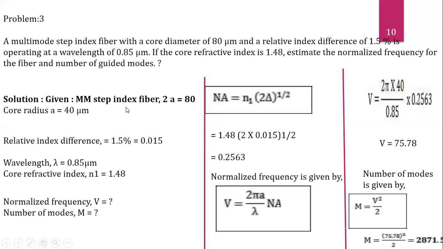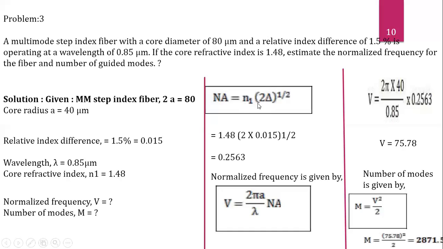To find out the normalized frequency, we know the formula V is equal to 2 pi A divided by lambda into NA. So first we have to know the value of NA. We already know the relation between numerical aperture, core refractive index and the relative refractive index. That is, the formula is NA is equal to N1 into 2 delta the whole power 1 by 2.